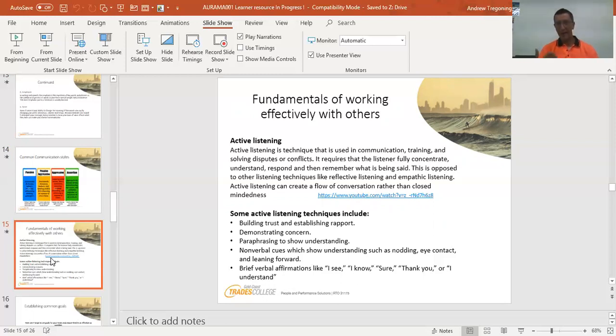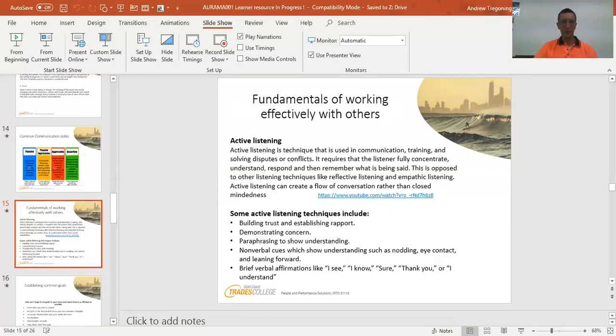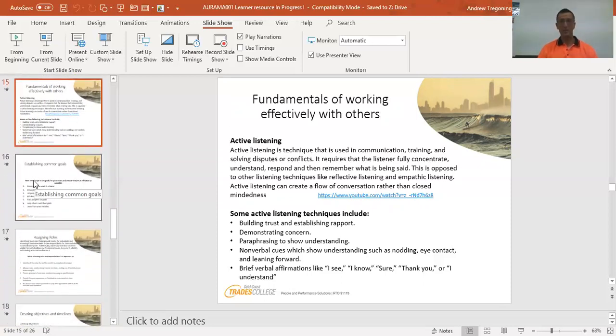Paraphrasing is just explaining back to the person you're talking to or hearing that you have understood. You're paraphrasing what they've said to show that person that you have clearly understood. Non-verbal cues which show understanding, such as nodding, eye contact, and leaning forward, are all ways of demonstrating active listening. Brief verbal affirmations like I see, I know, thank you, and I understand are also active listening techniques. It can help the other person clearly understand what you're saying and help build rapport. It lets them know that you really are listening to them, which builds a great deal of self-confidence in that person to share what they're sharing with you.